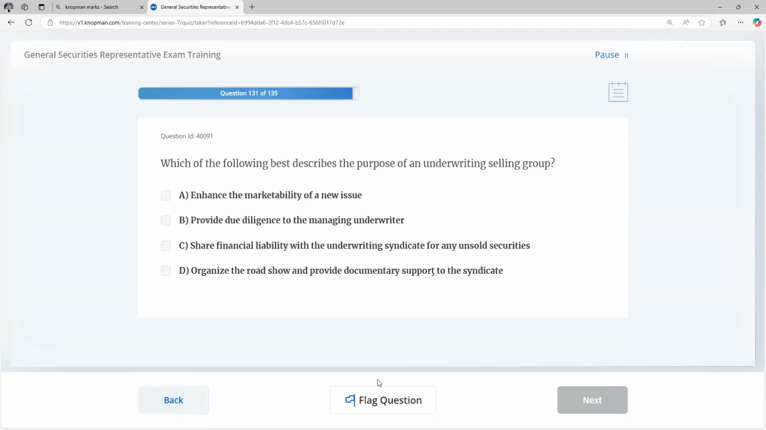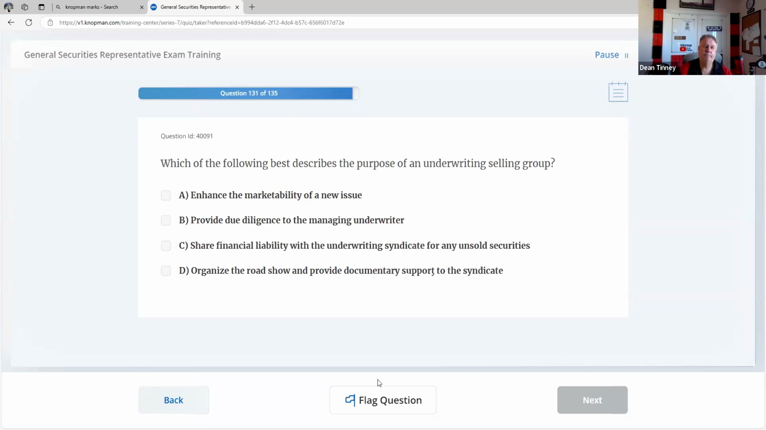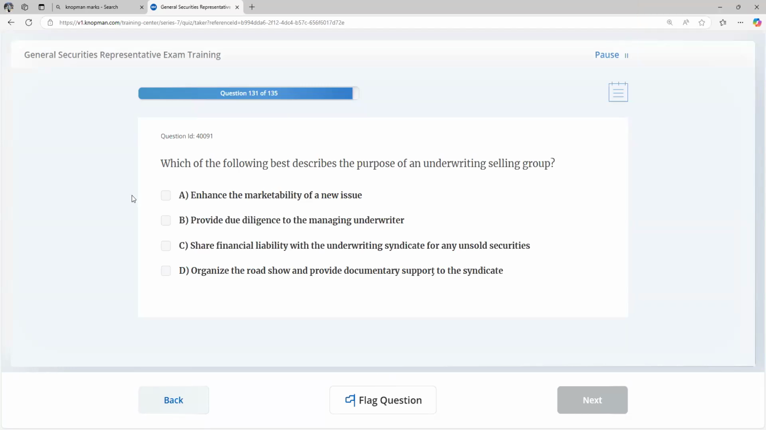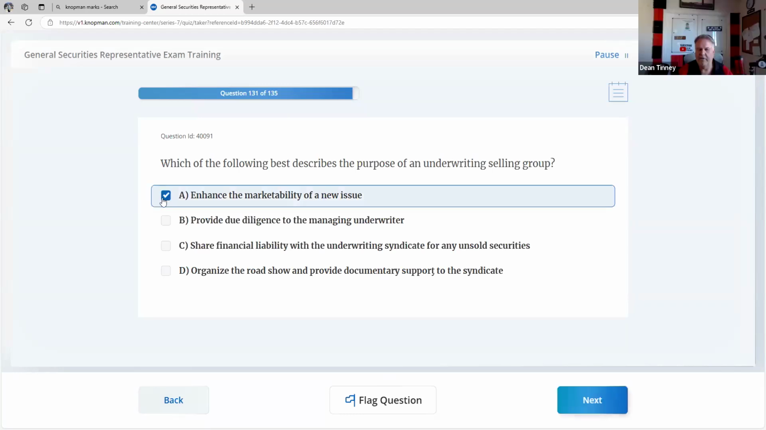I don't know if it's providing due diligence. It could be, so I'm going to keep that there. Organize the road shows and provide documentary support to the syndicate. I don't think it's that one. It's not. So it's either A or B. Enhancing the marketability. A sounds like a funky way to say it, but they're just going to help sell the thing, which means it should be easier if we got more people selling.